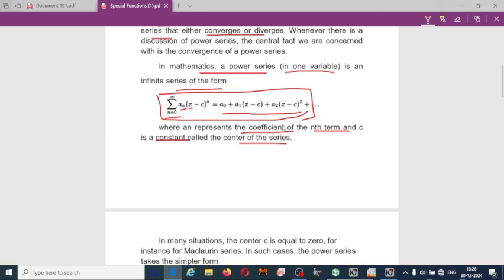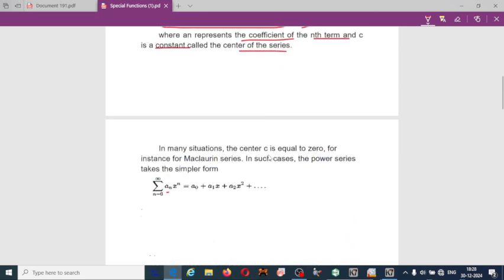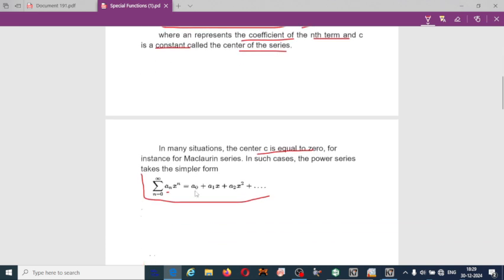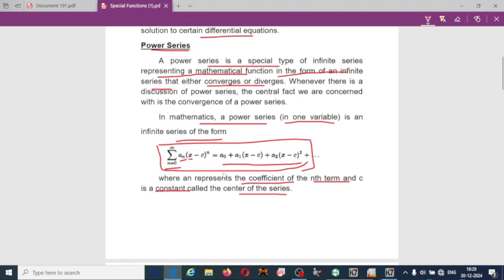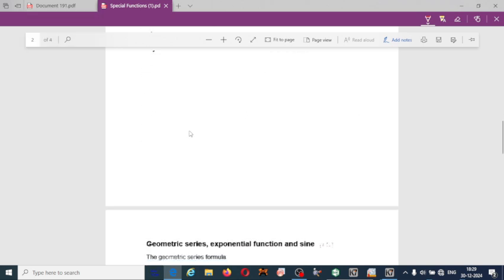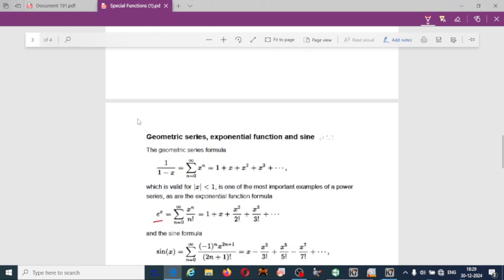If c equal to 0, the center of the series is 0, then the power series can be written like this: it only consists of a_n and x to the power n. So you can expand it. This is the basic idea about power series. Then whatever special functions are there, we are getting the solution with the help of power series.